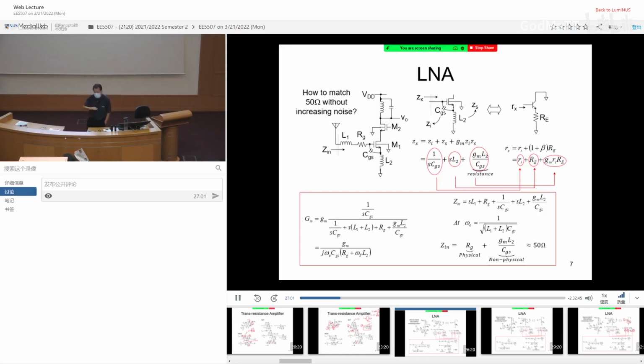But a simple way is, I just put a simple 50 ohm resistor at the input. That would be the simple way. But any resistor that you introduce always has noise. Okay? There is no such thing as a noiseless resistor. Okay? When you have a resistor, there is always noise. Do you know why?